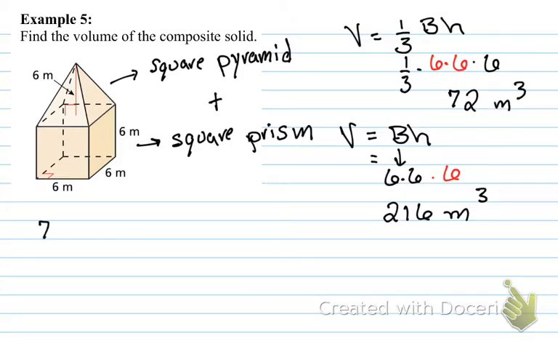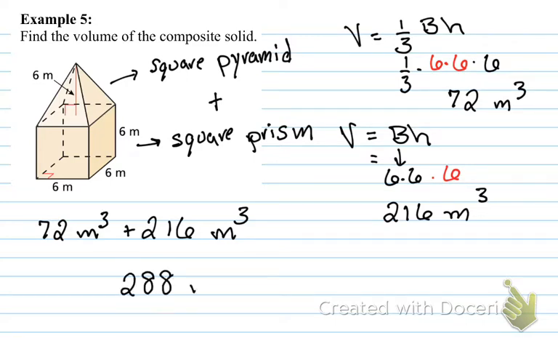So I would need to add then the 72 cubic meters plus the 216 cubic meters, which will get me the volume of that solid, 288 cubic meters for that entire solid. Okay. And all done.